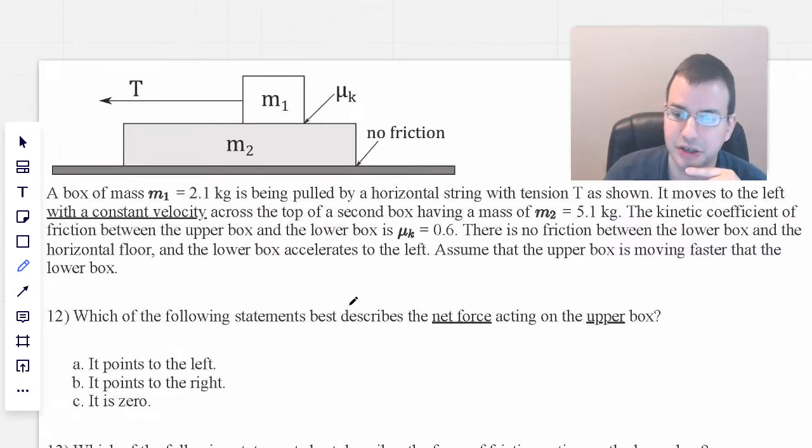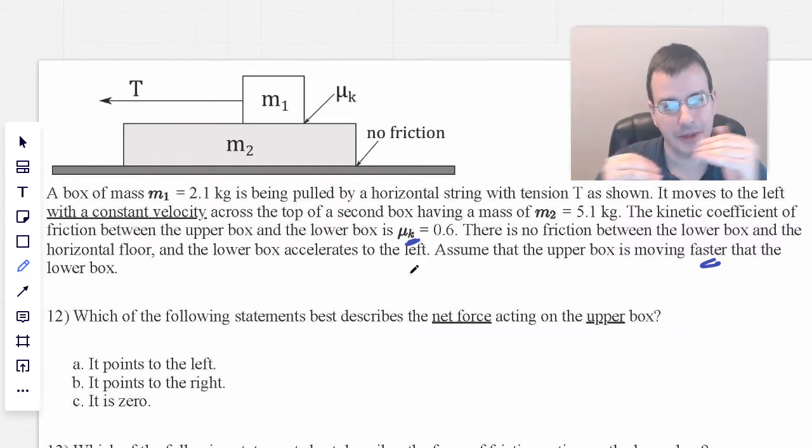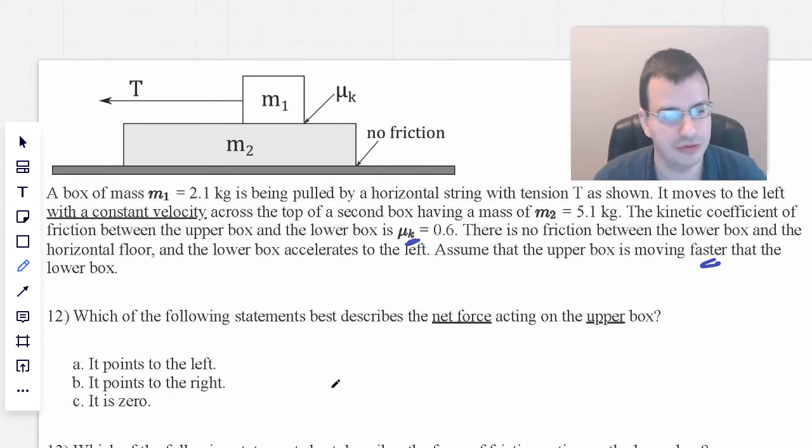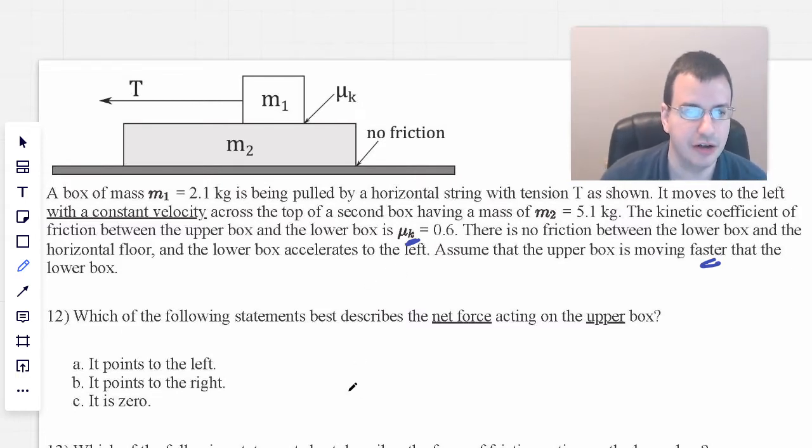Okay, moving faster than the lower one, which seems kind of implied, though I'm glad they said it explicitly, by the coefficient of friction being kinetic as opposed to static. Basically, you have different coefficients of friction depending on whether there's relative motion between the surfaces. Which of the following statements best describes the net force of the upper box?